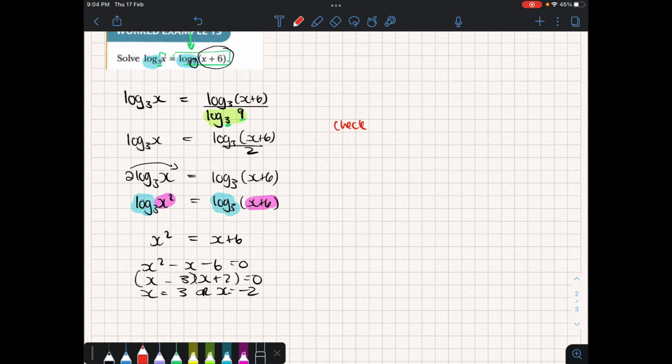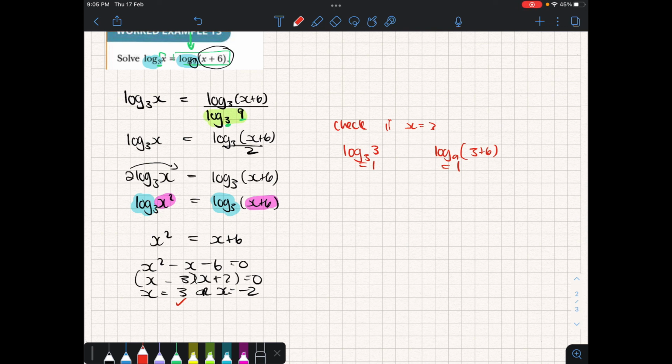If x was equal to 3, let's consider the left-hand side of the equation. We'd have log base 3 of 3, which we know is just 1. On the right-hand side, we would have log base 9 of 3 plus 6, which we can already see is just going to be log base 9 of 9, which is again equal to 1. And so this solution satisfies the equation.